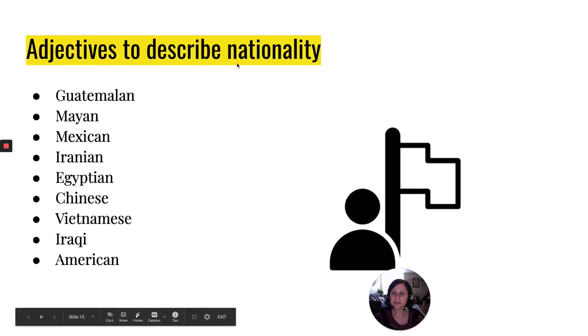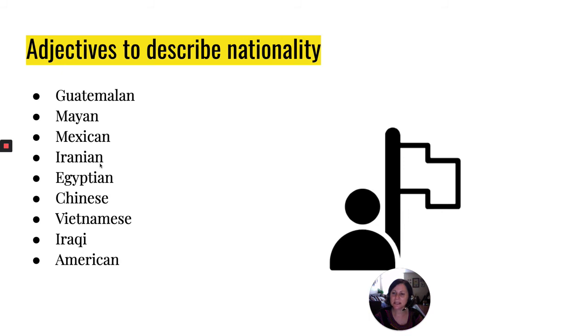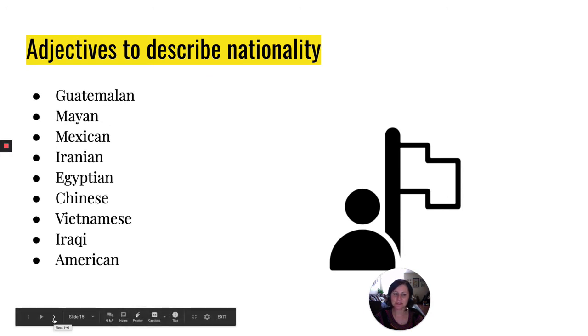These are adjectives to describe nationality, like Guatemalan, Mayan, Mexican, Iranian, Egyptian, Chinese, Vietnamese, Iraqi, American. So if I say a Guatemalan city or Guatemalan food, this is from Guatemala. So these are the adjectives to describe nationality.